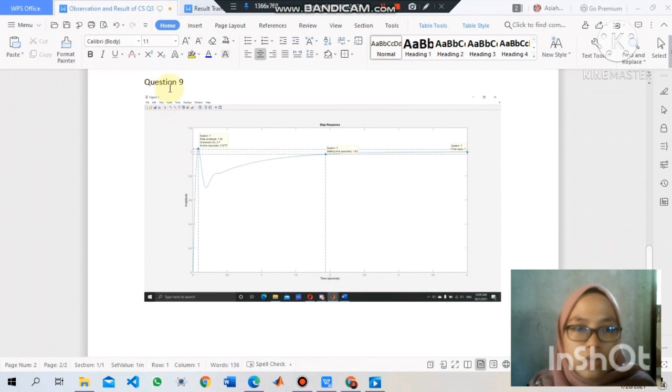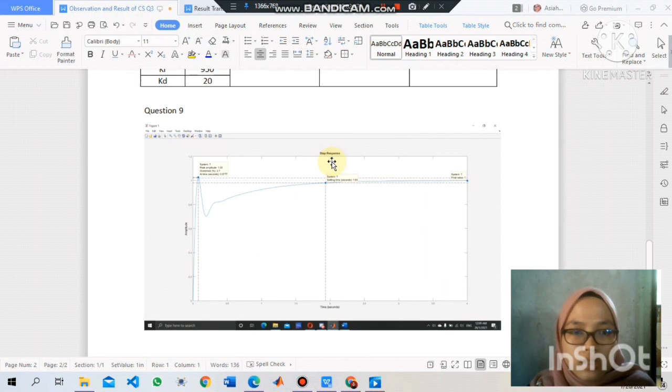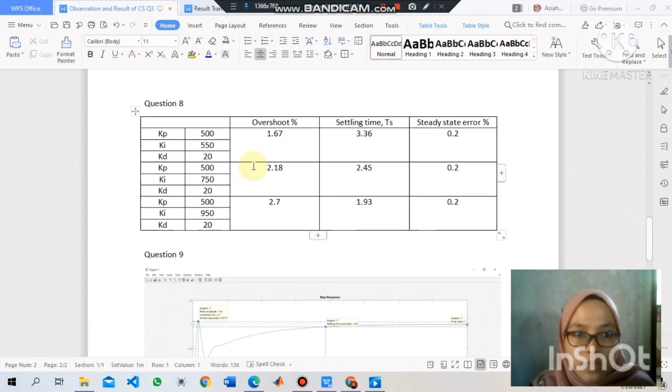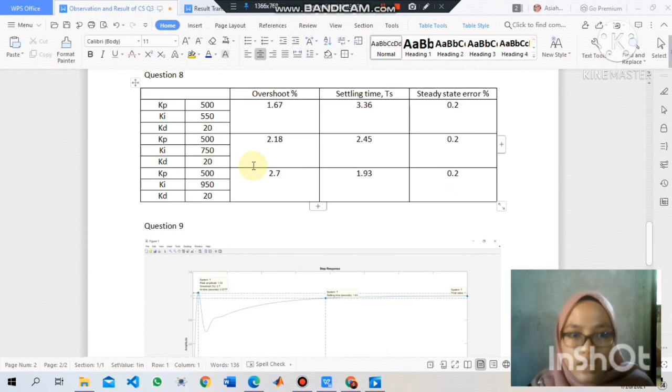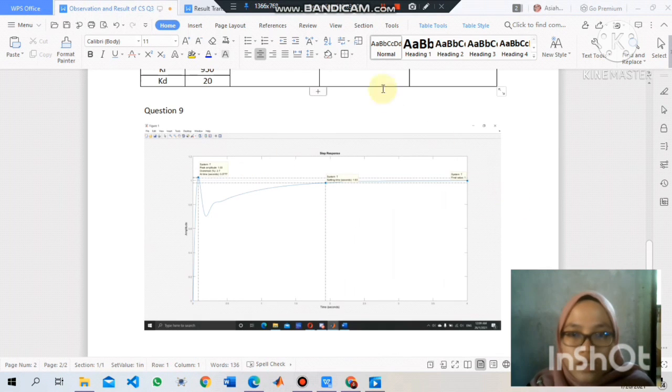So let's take a look at question number 9. For this question, we have been asked to implement the PID controller or PD controller or PI controller. But for this transfer function, we have chosen to build the PID controller, using the three best values of Kp, Ki, and Kd. After we implement it, we can see a more stable system.